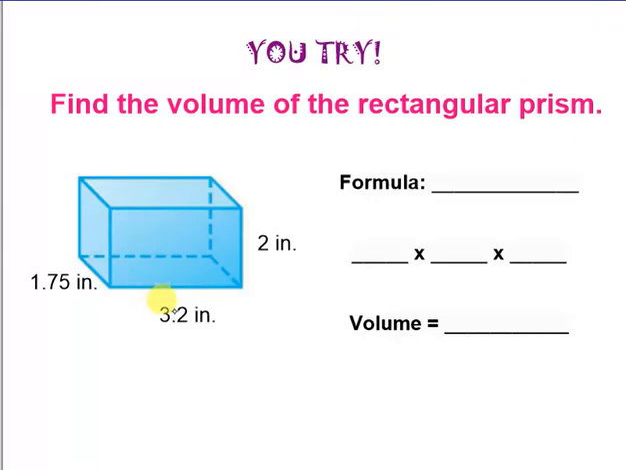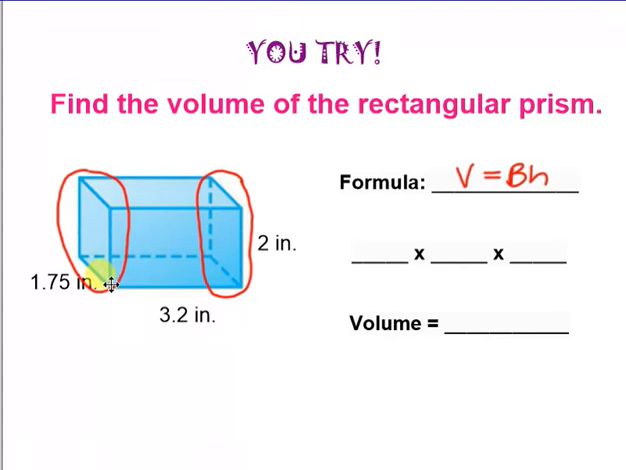All right, let's take a look at another example here with some decimals. So again, our formula is volume equals big B times H. Now our base is right here and right here. And so it has a base of 1.75 and the height of that rectangle is 2. And I get that from the other side there. So I'm going to set up my parentheses. So 1.75 times 2. Now the height of the prism is going to go from one rectangle to the other. And so that's going to be 3.2.